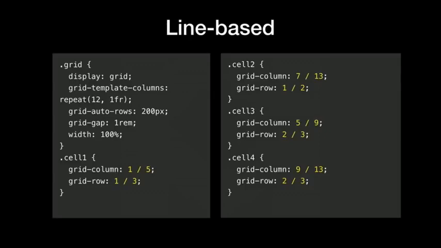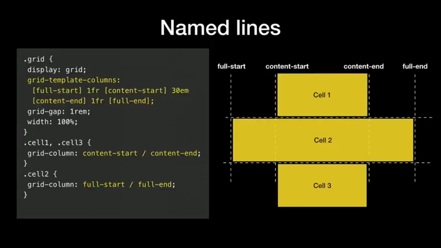Now, like I said, line numbers are the most basic way of laying items on a grid, but they can be a bit cumbersome and hard to maintain if you ever make changes to your grid. So named lines are a bit more handy. Such as here, I want the content in the middle column, and then I want one item to span the full width of the page.